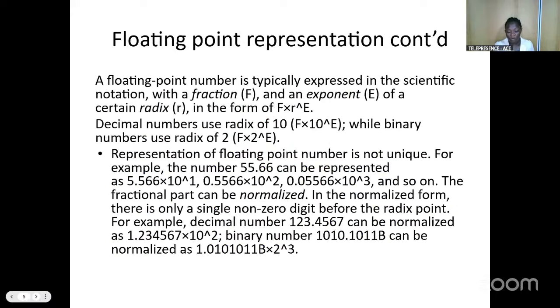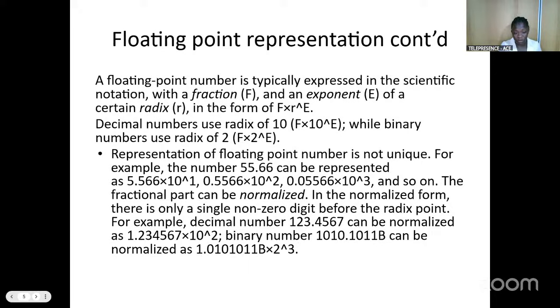A floating point number is typically expressed in scientific notation with a fraction denoted by f, and an exponent denoted by e, of a certain radix r, in the form f times r raised to the power of e, where f is the fraction, which is the exact number. The r is the base, maybe base 10 or base 2, and the exponent is the degree to which we raise the base.